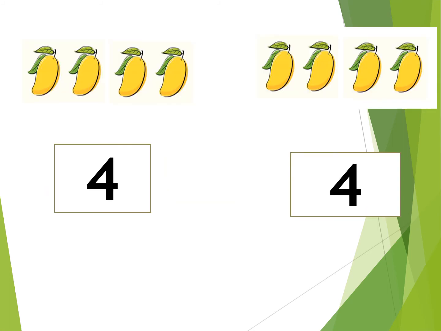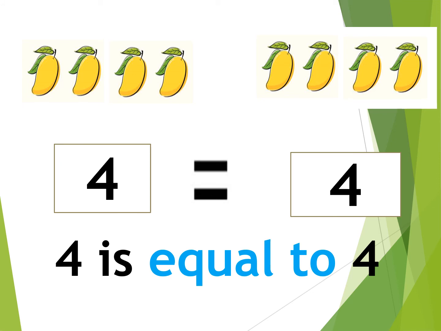Now you can see here there are 4 mangoes and 4 mangoes. So again both the mangoes are equal here. 4 is equal to 4. So the alligator will not eat any mangoes. It will eat only the bigger number. If there is no bigger number, we will be using the sign is equal to.